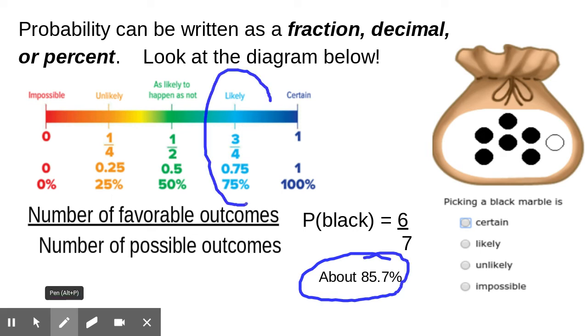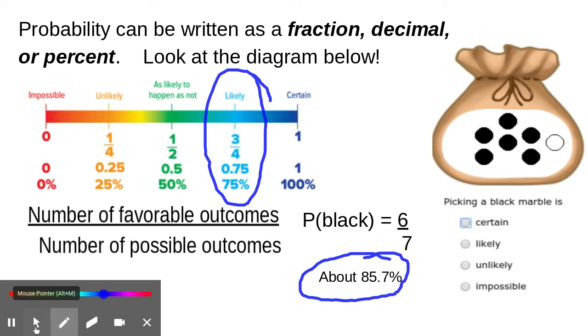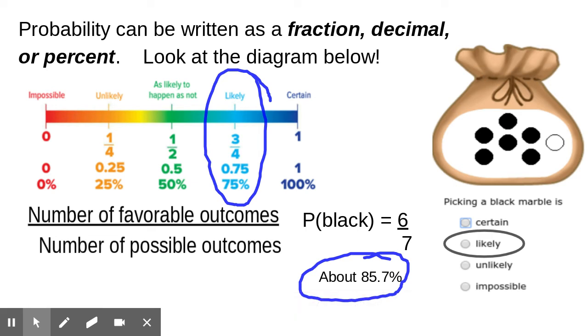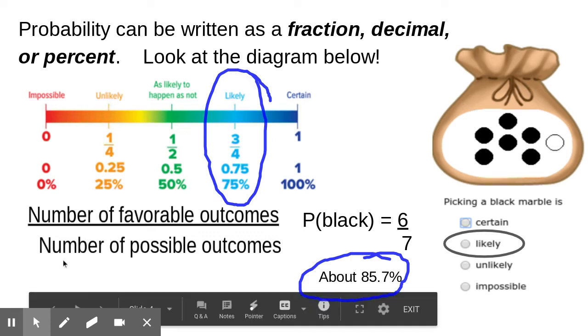So it's probably going to fall in the likely category. Okay. So the likelihood of picking a black marble out of this bag of 6 black marbles and 7 total marbles is likely to happen. Okay.